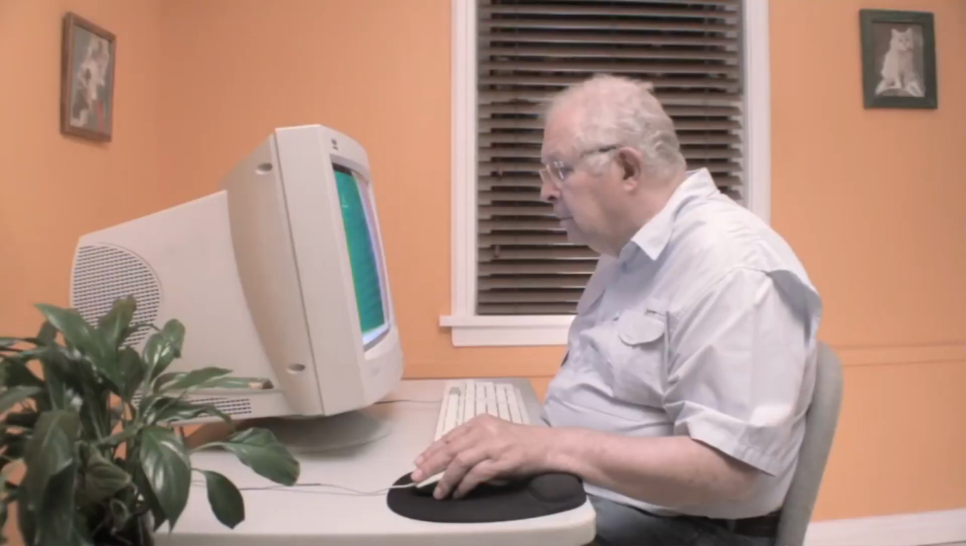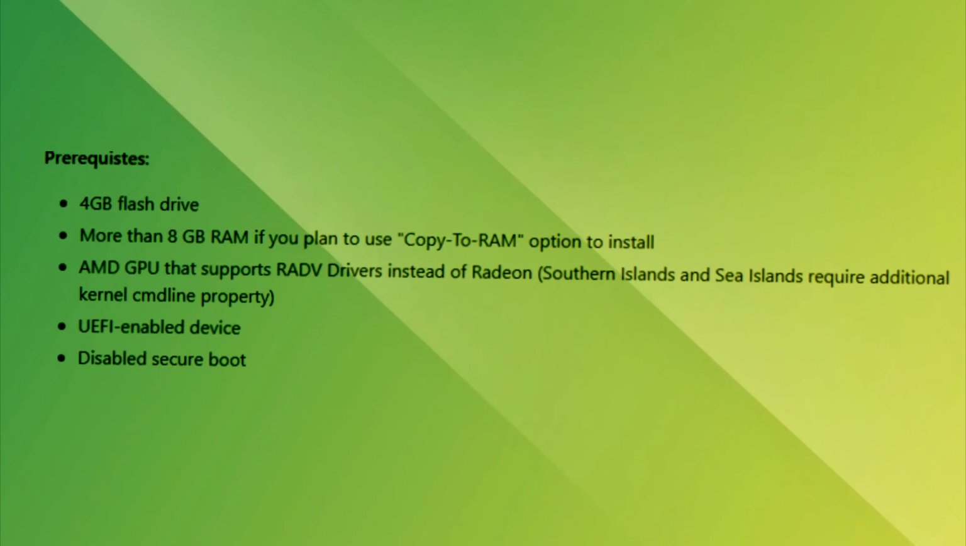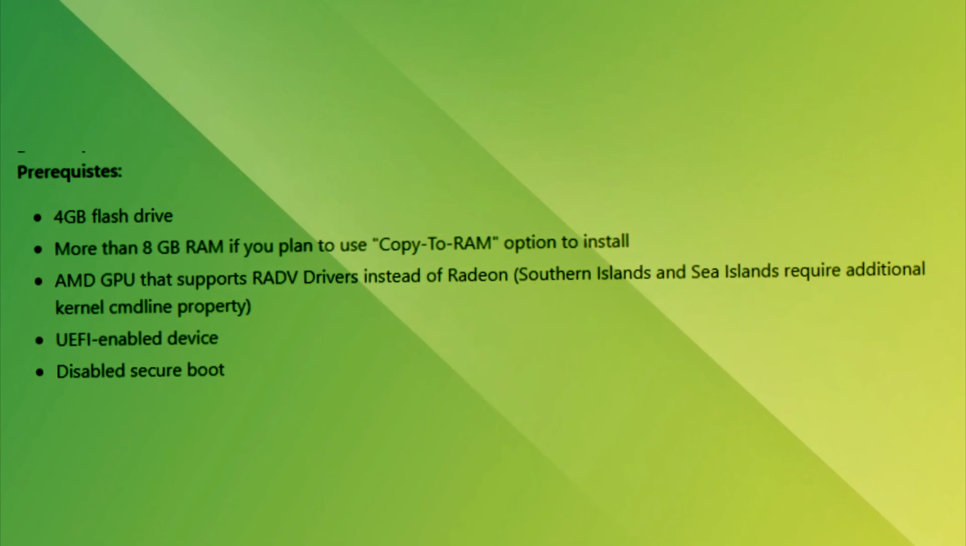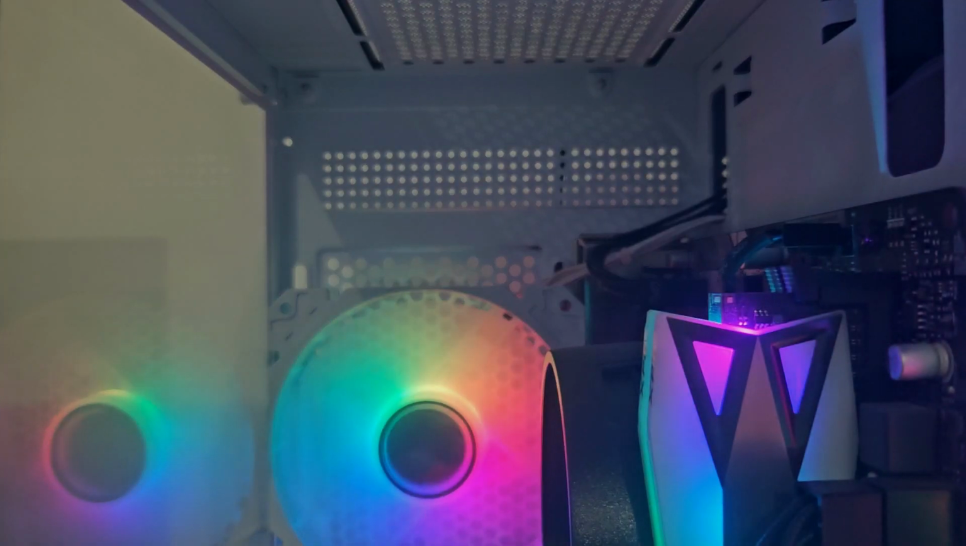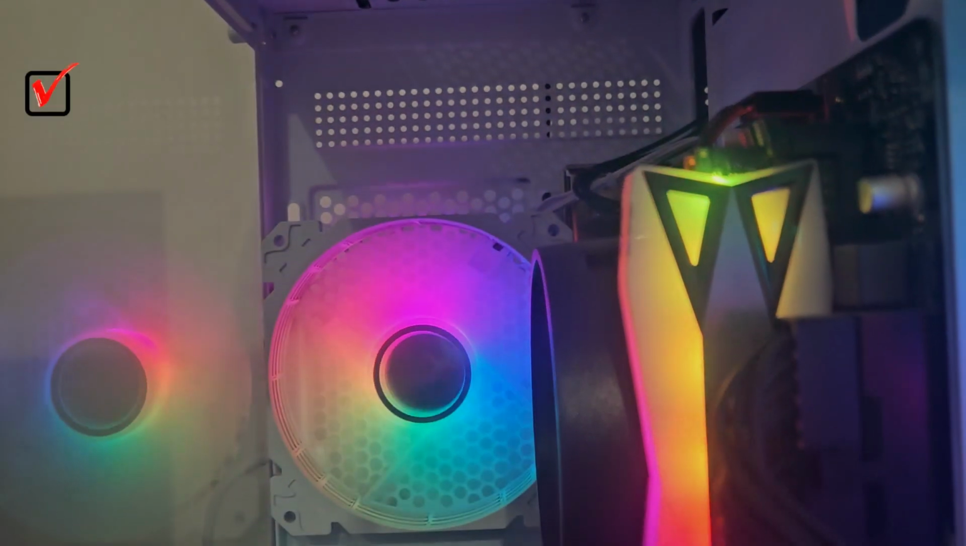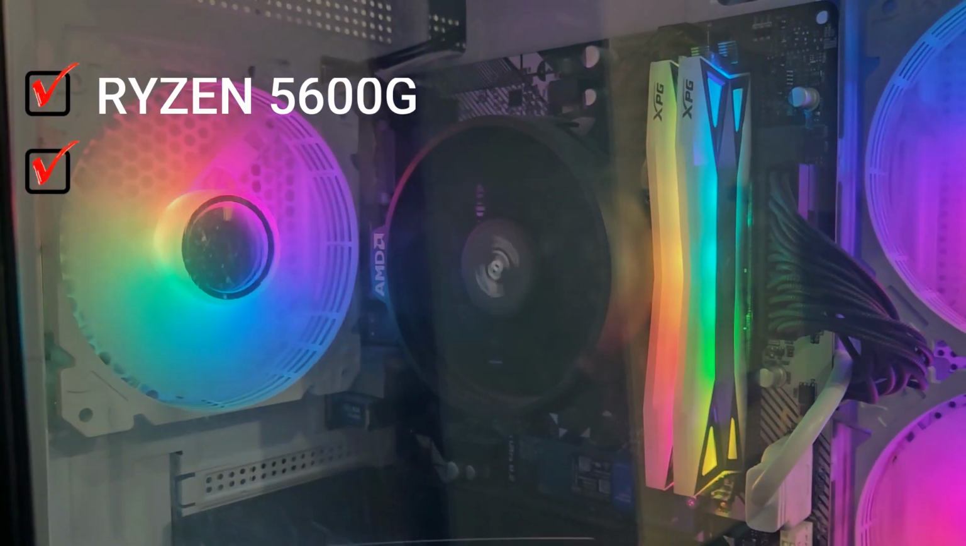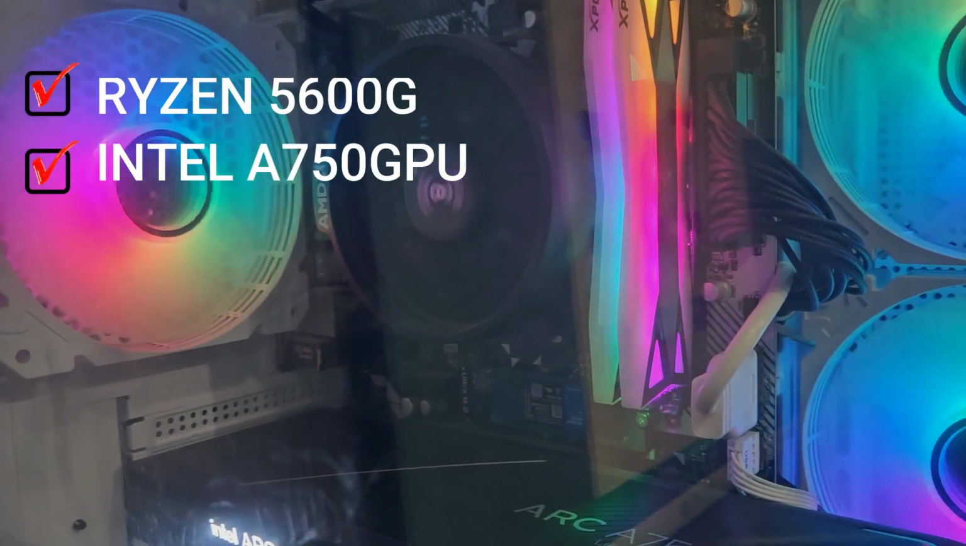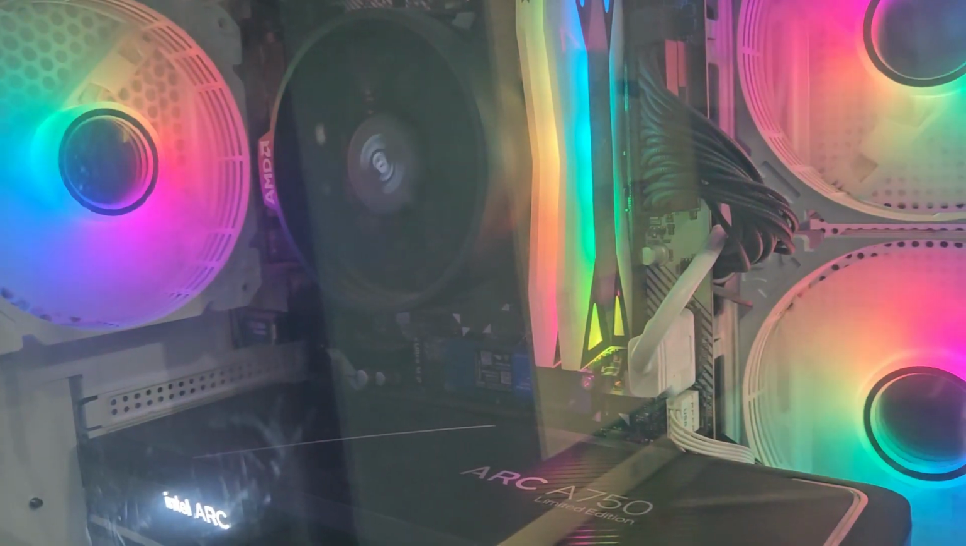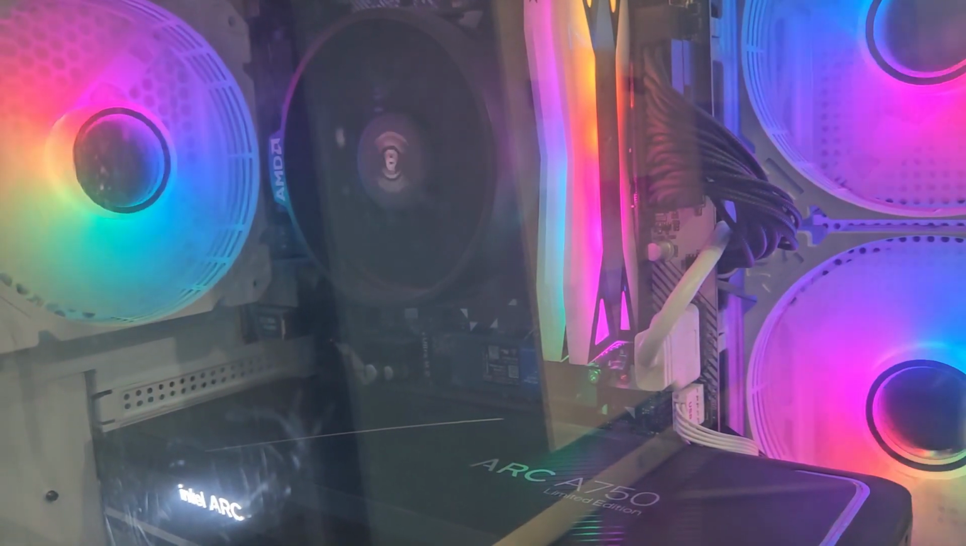First, you need to understand your system specifications. Here are the supported specifications. If your system matches the specs, then you can go ahead. In this video, I'll use my Ryzen 5600G and Intel Arc A750 GPU to install SteamOS, but the process for other PCs will remain the same.